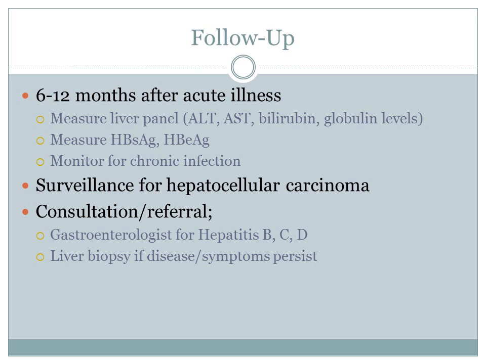And our final slide for this lecture includes follow-up measures. Follow-up should be 6 to 12 months after acute illness, where we're measuring the liver panel, measuring antigens, and also monitoring for chronic infection. Surveillance continually for hepatocellular carcinoma, and also consultation referral, keeping each other posted. Liver biopsy may be necessary, continuous monitoring of symptoms. And that is all for this lecture. We'll move on to cirrhosis.